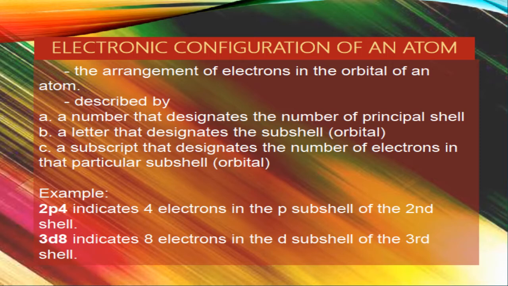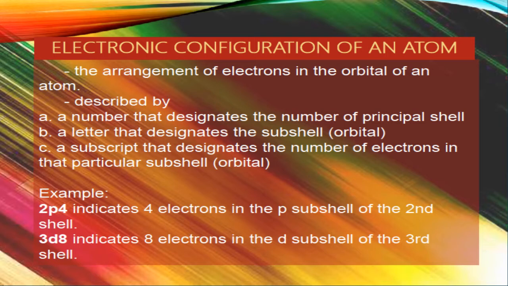Now I am going to discuss electronic configuration of an atom. The arrangement of electrons in the orbitals of an atom is called electronic configuration. It is described by a number that designates the principal shell, a letter that designates the subshell, that is called orbital, and a superscript that designates the number of electrons in that particular subshell.